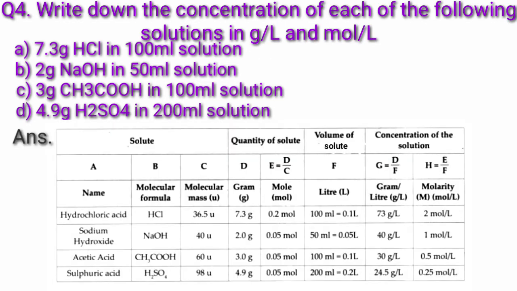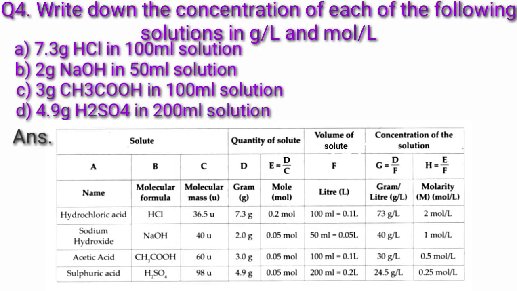Hydrochloric acid, molecular formula HCl. Molecular mass 36.5 u. Quantity of solute 7.3 gram, which is 0.2 mole. Volume of solution 100 ml is equal to 0.1 liter. Concentration of the solution 73 gram per liter. Molarity 2 mole per liter.